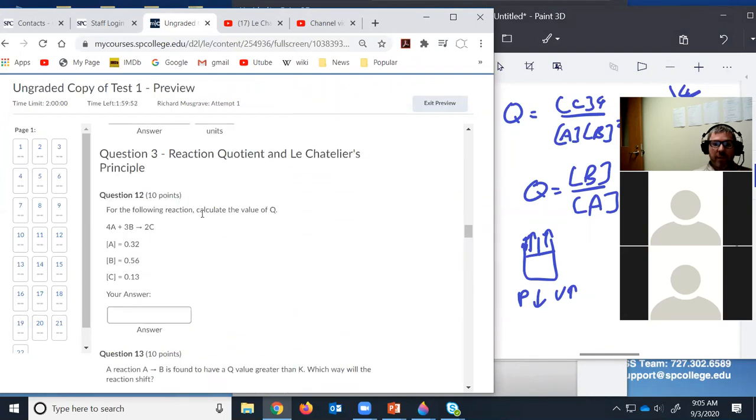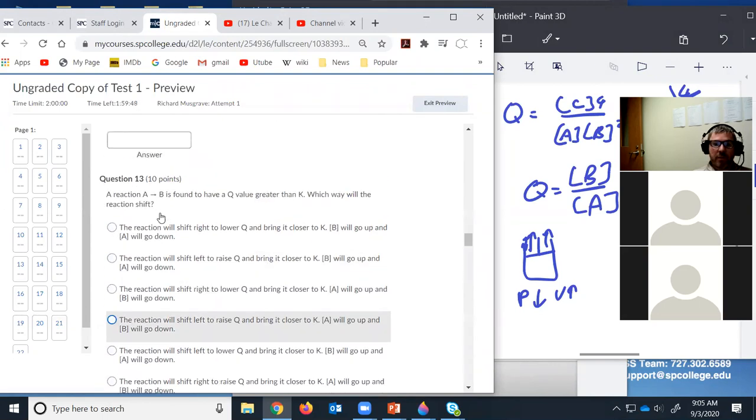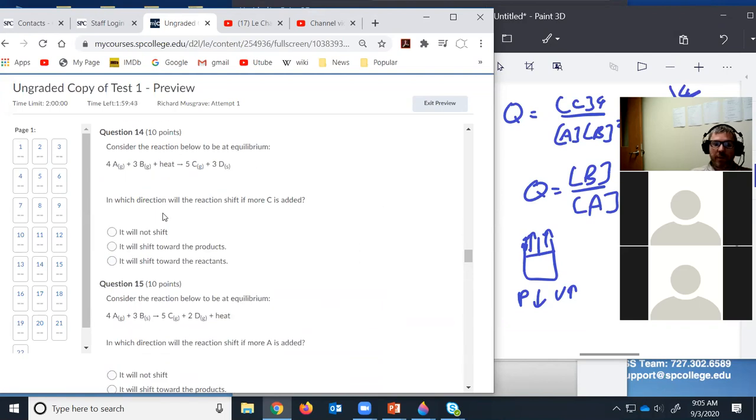Well, I think we're okay with this one. As you can see, it's going to change depending on what we're talking about in 13. Let's just focus on the Le Chatelier's principle here. Which direction will the reaction shift if more C is added?